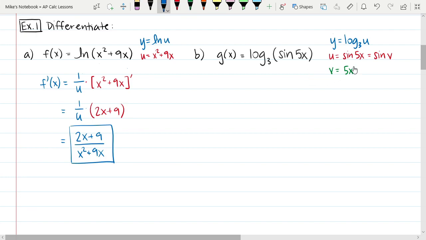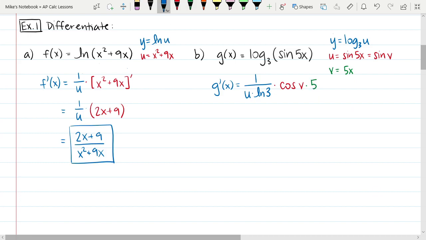So of course that means to find g prime of x, we need to find the derivative of y with respect to u. So the derivative of log base 3 of u, remember that's going to be 1 over u times the natural log of 3, because it's a natural log of our base, times the derivative of u. So the derivative of sine of v is just going to be cosine of v, times the derivative of v with respect to x, which is just going to be 5.